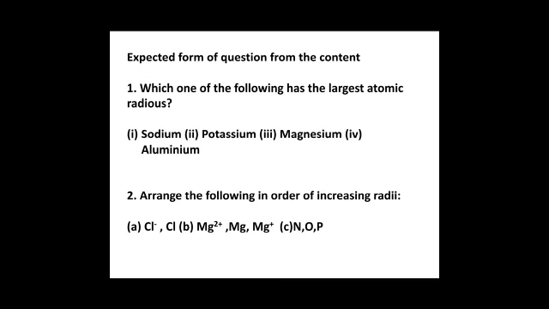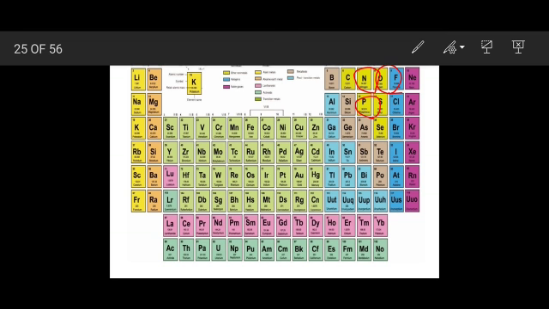Expected form of questions from the content. Which one of the following has the largest atomic radius? Sodium, potassium, magnesium, aluminium. The answer is potassium. When you check the number of shells, you will see potassium has more shells, so potassium's atomic size will be larger.